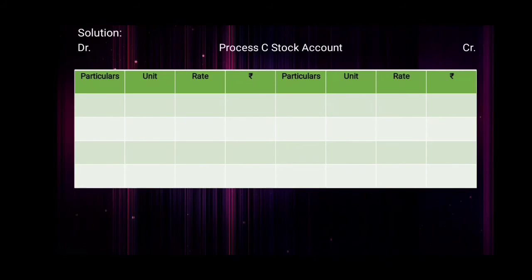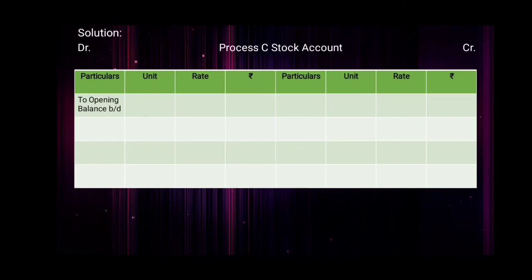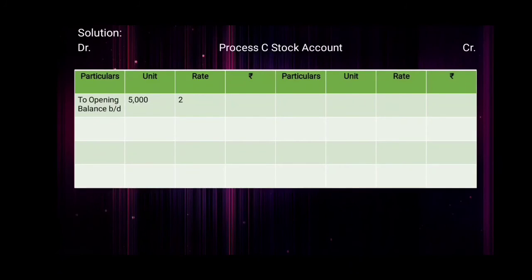Now let us prepare process C stock account. Finished product stock for 1st March 2014, that is the opening balance for process C account, is given as 5,000. So let us record it. To opening balance brought down, 5,000 units, rate is given as 2. So the total amount will be 10,000.